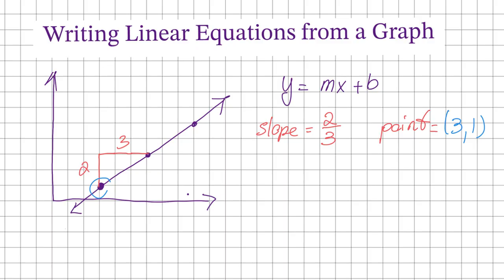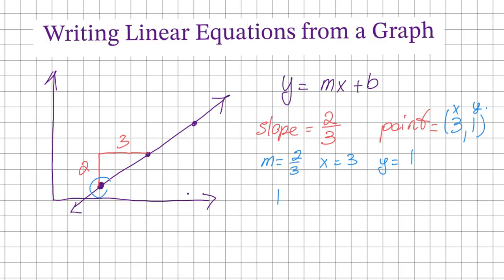All right, now that we have that, let's go ahead and write what we know. We know our slope is 2 over 3. We know our x is 3, and we know our y is 1. Here's our x and here's our y. Knowing all this, let's plug into the equation. So instead of writing y equals, I'm going to write 1 equals, and then instead of writing m, I'm going to write 2 over 3 times x, which is 3, plus b. Well, I don't know b, and now I'm going to solve for b.